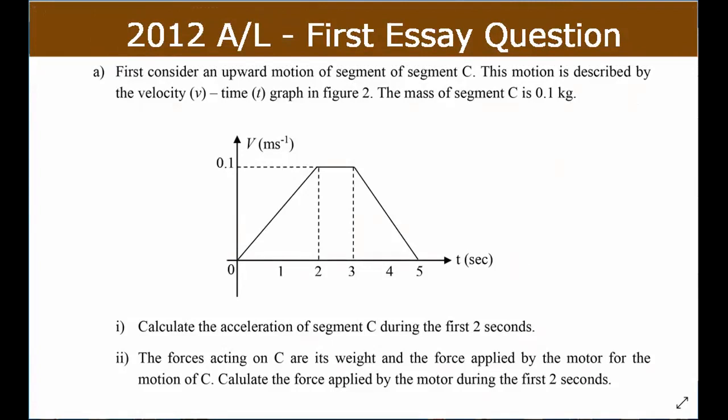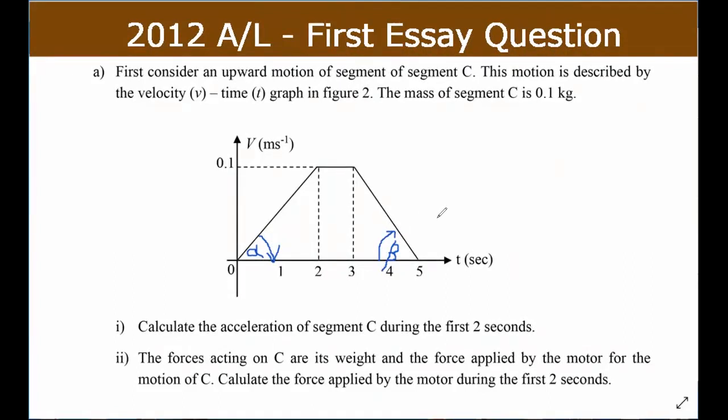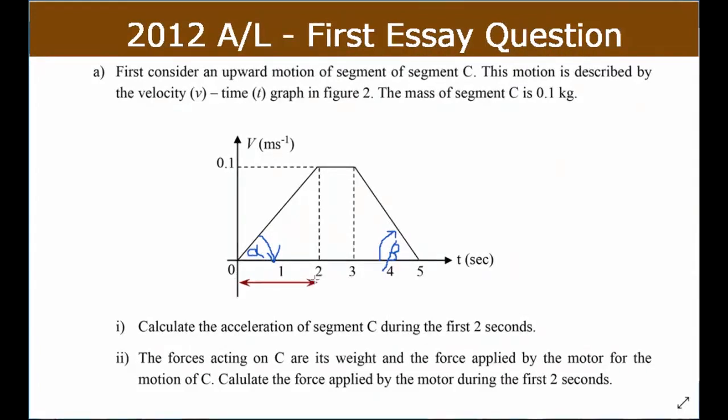It's better if you mark this angle as, look at the board, alpha. This is angle alpha. And mark this angle as beta. This is beta. And mark this distance as 2 seconds. You see, this is just 2.